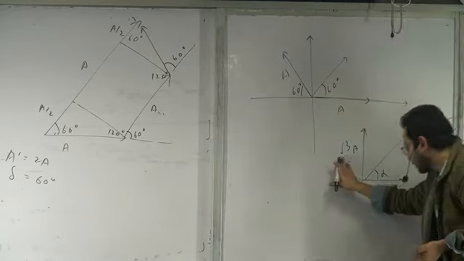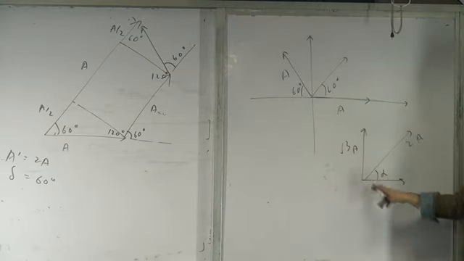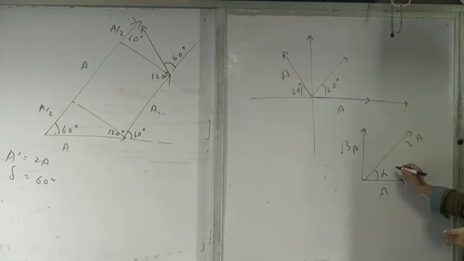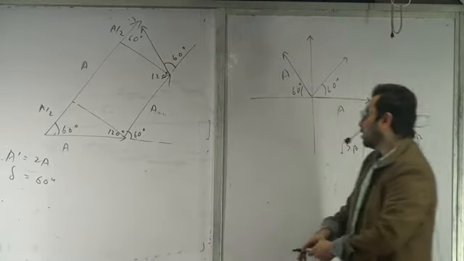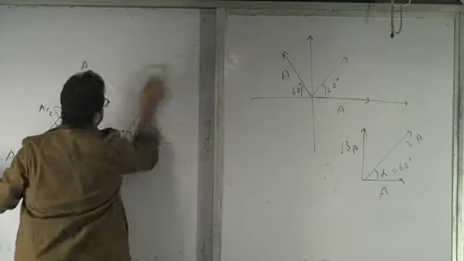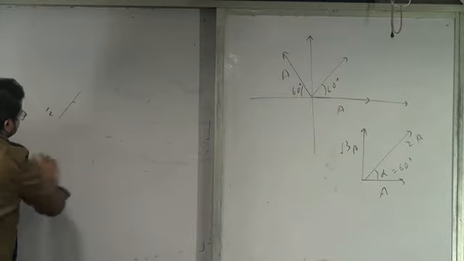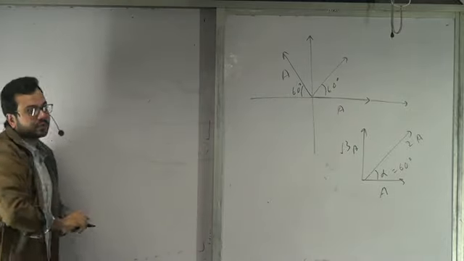Sorry, root 3. Sorry, my bad. Tan alpha will be equal to root 3a upon a, मतलब root 3. So this will be equal to 60 degree. Is that clear? ठीक है. Or you could have solved this question orally. How you could have solved this question orally?